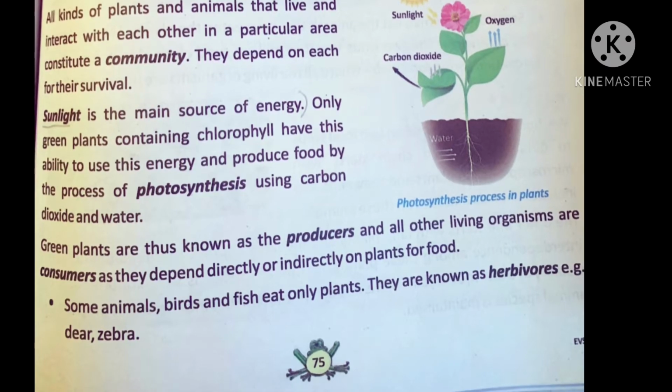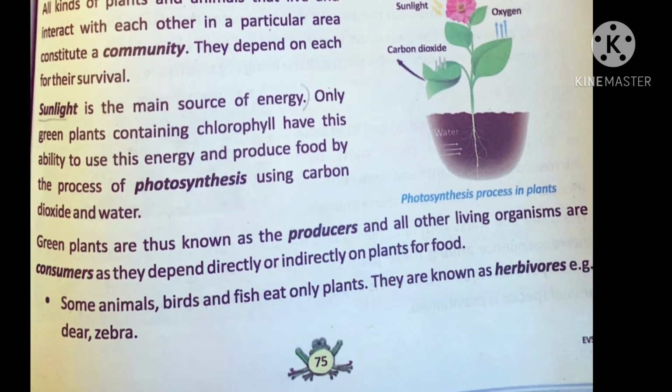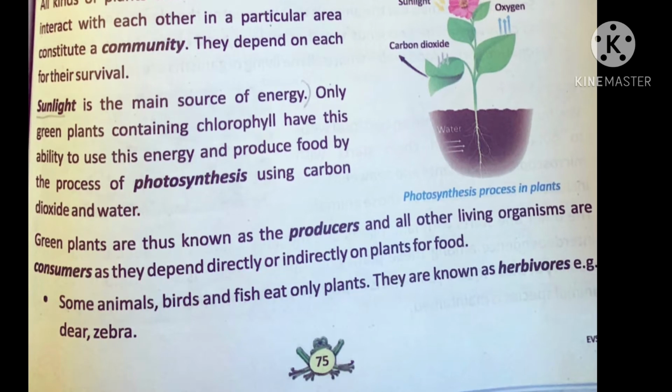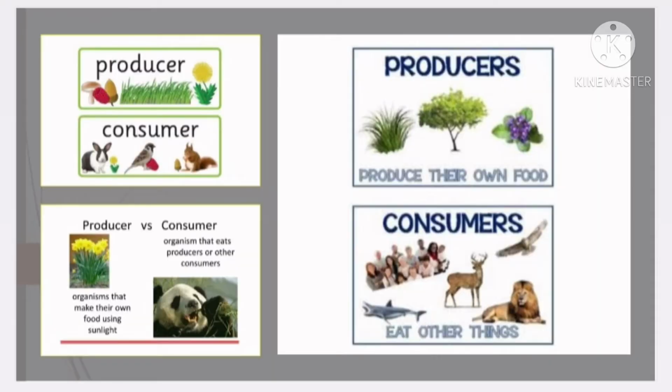Continue reading. Green plants are thus known as the producers, and all other living organisms are known as consumers, as they depend directly or indirectly on plants for food. Look at the given picture carefully, where you can understand the difference between producer and consumers more clearly. Producers are the organisms that make their own food using sunlight, that is plants, whereas consumers are those that eat the producers or other consumers. So basically, producers produce their own food, whereas consumers eat other things.